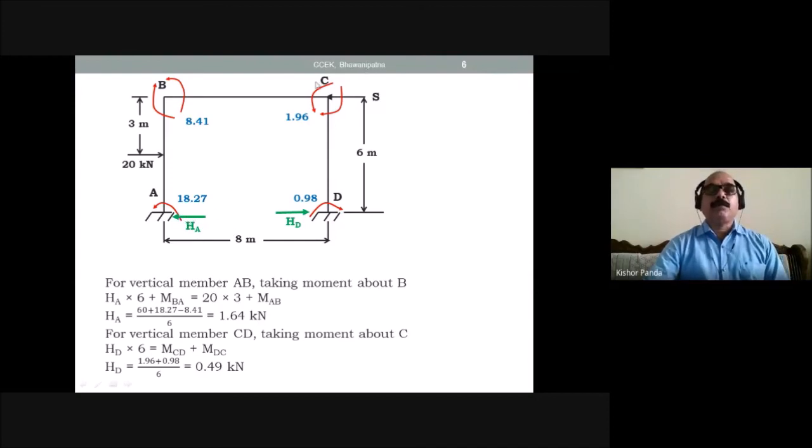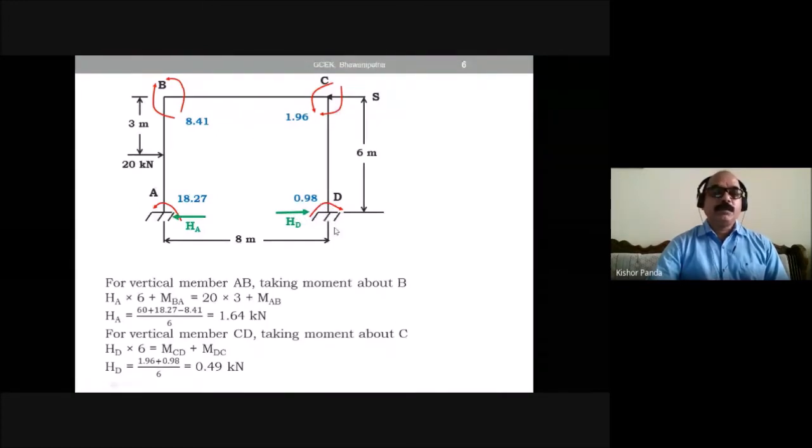Similarly, take the vertical member CD, and find the reaction at D, HD. Similarly, you take the moment about C. HD into 6 is rotating anti-clockwise, and the other moments are clockwise. So anti-clockwise moment is equal to clockwise moment. So HD into 6 is equal to MCD plus MDC. So HD is equal to MCD plus MDC divided by 6. This is equal to 0.49 kilonewton. So these are HA and HD.